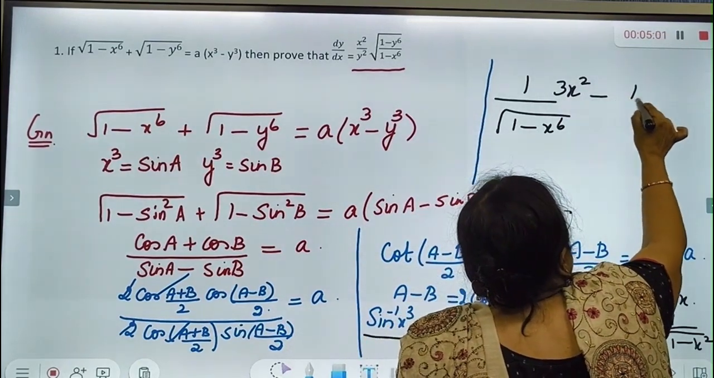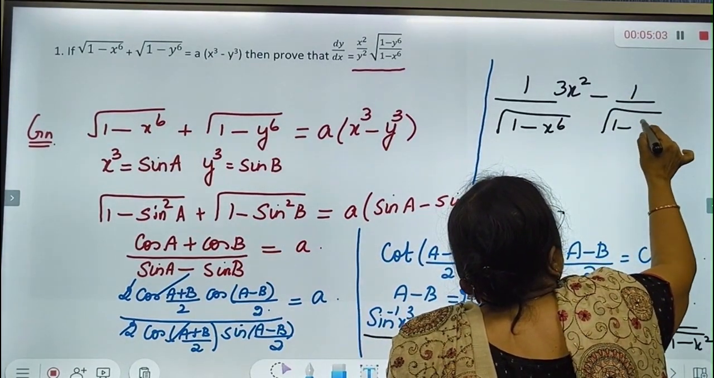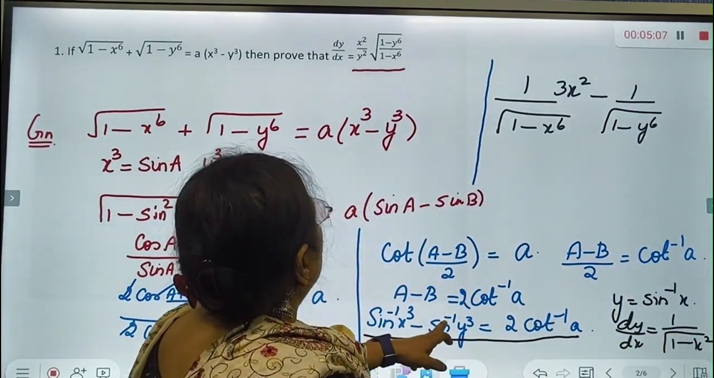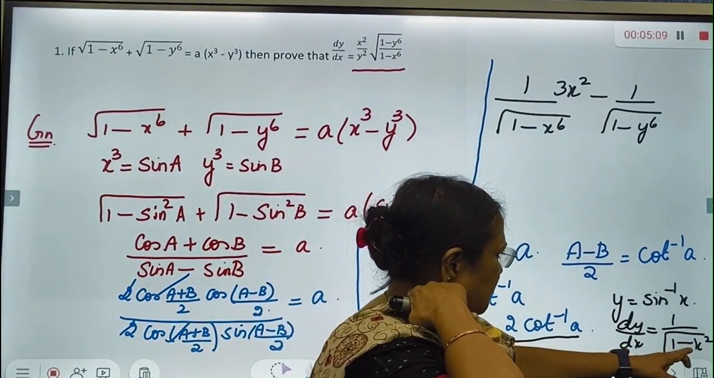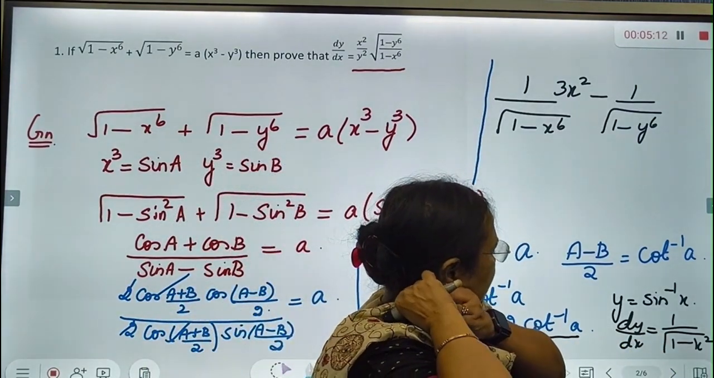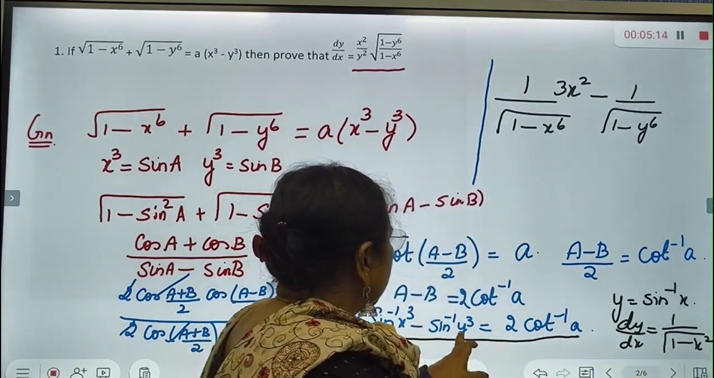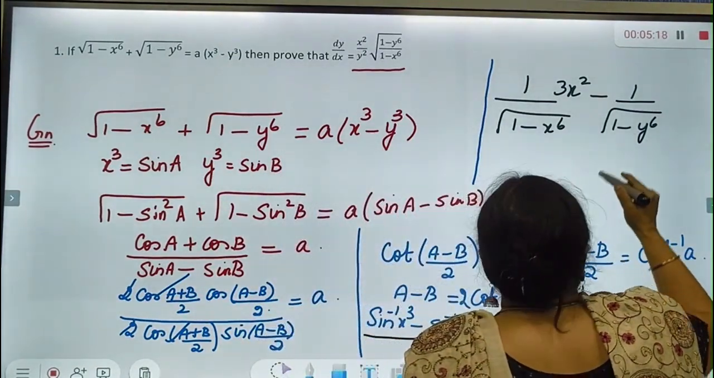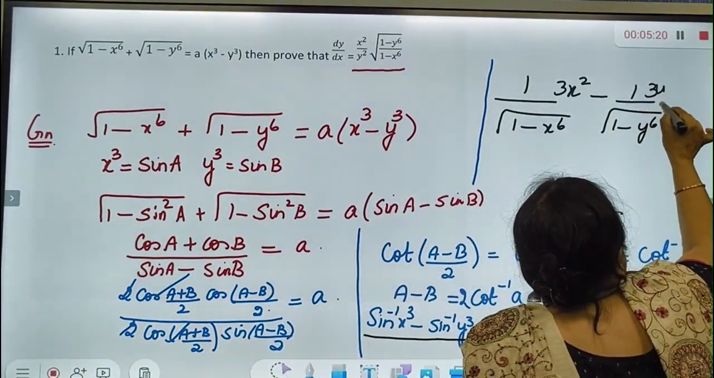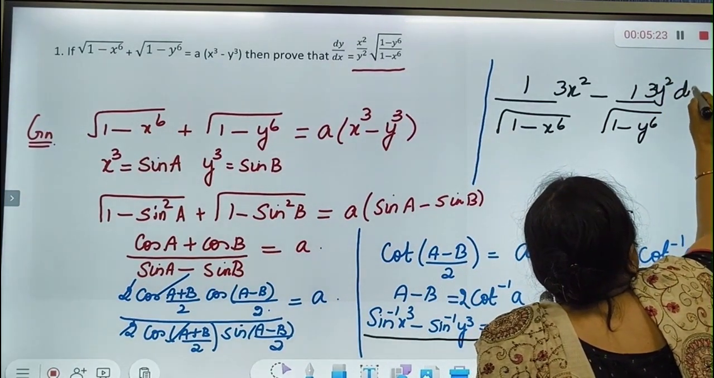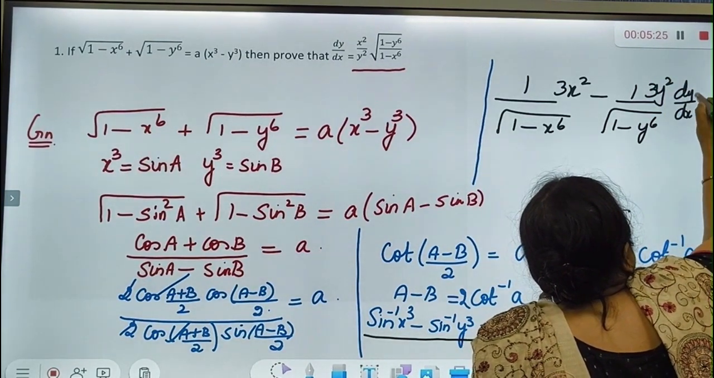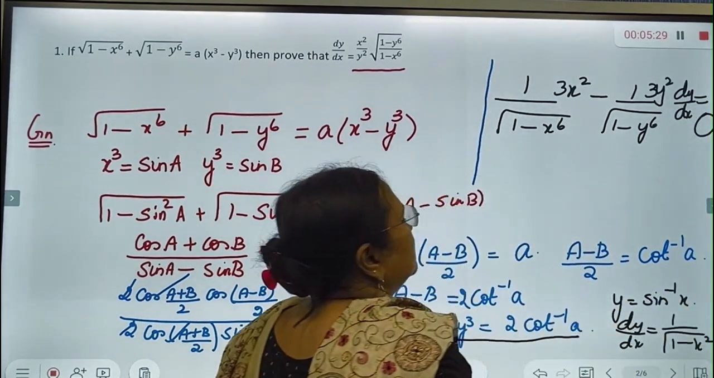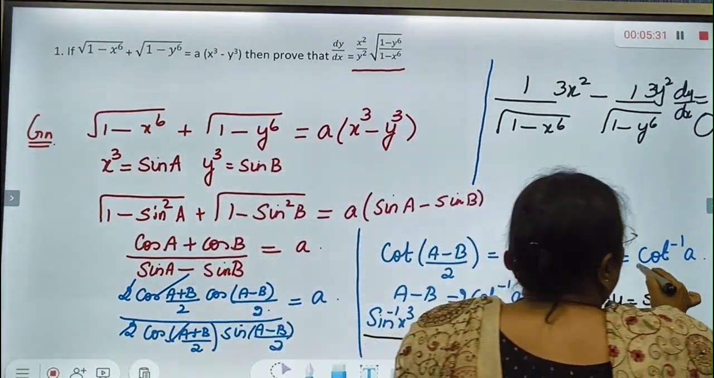minus 1 by root of 1 minus y power 6, because the derivative of sin inverse x is 1 by root of 1 minus x square. So since I have y cube, square is y power 6, into 3y square into dy by dx, is equal to the derivative of cot inverse a, which is 0 because cot inverse a is a constant.